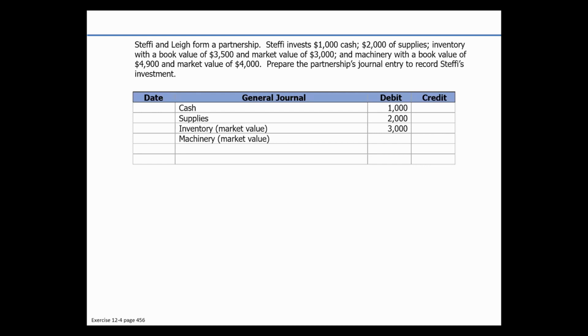Same thing with machinery. You would be interested in the market value. And so you would debit machinery in the amount of $4,000. And then finally, we would credit Steffi Capital for the total investment of $10,000. So credit Steffi Capital $10,000.